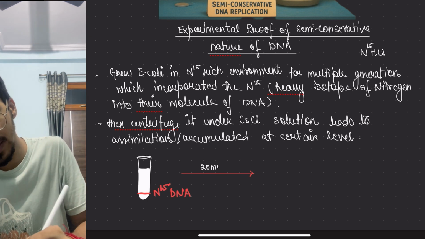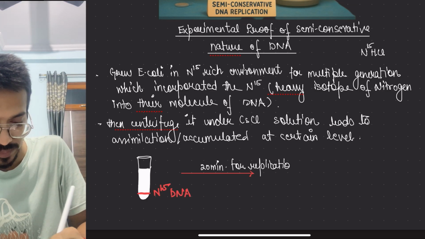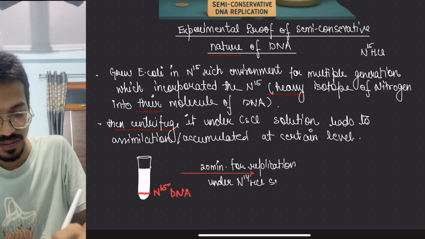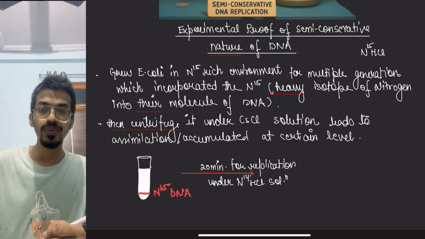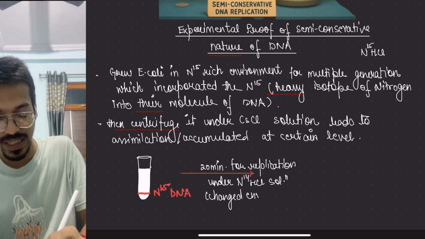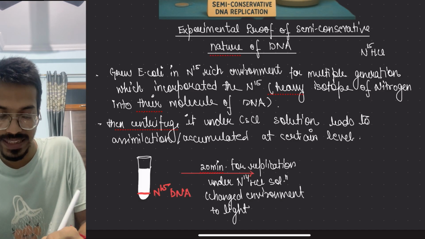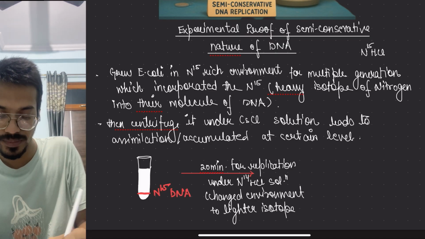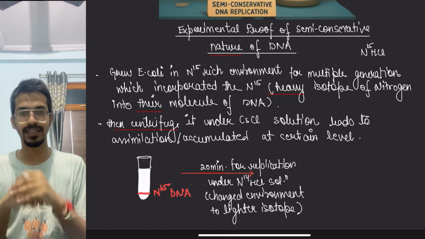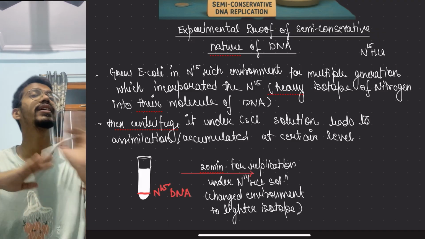Now they put it for 20 minutes for replication under N14HCl solution. Means now we have changed it back to the lighter isotope environment. So now what will happen? Now we will see that this DNA will replicate. And we found out that there are two different gradients present now.